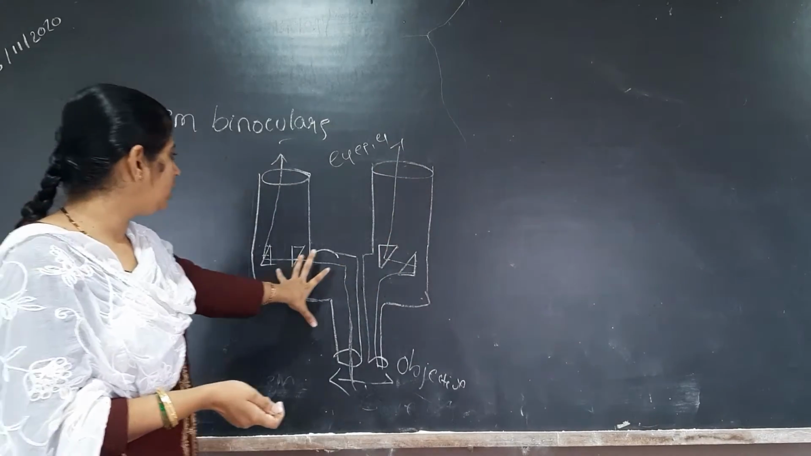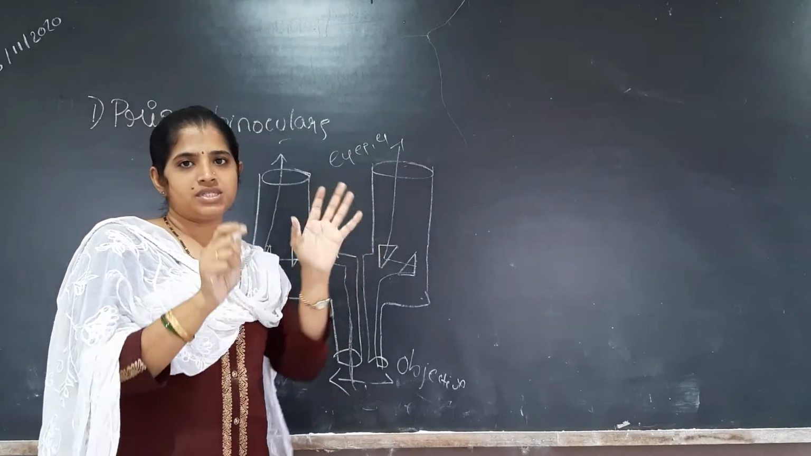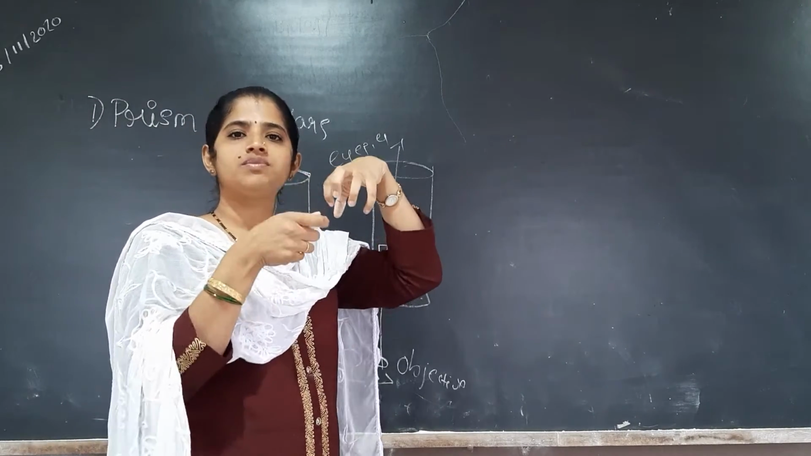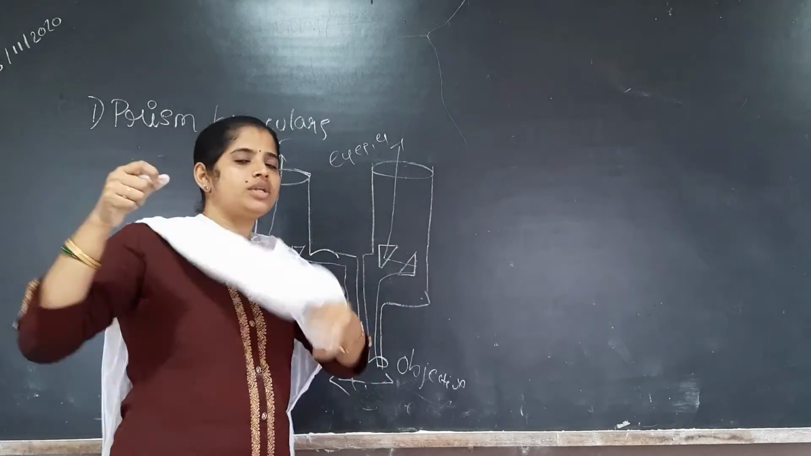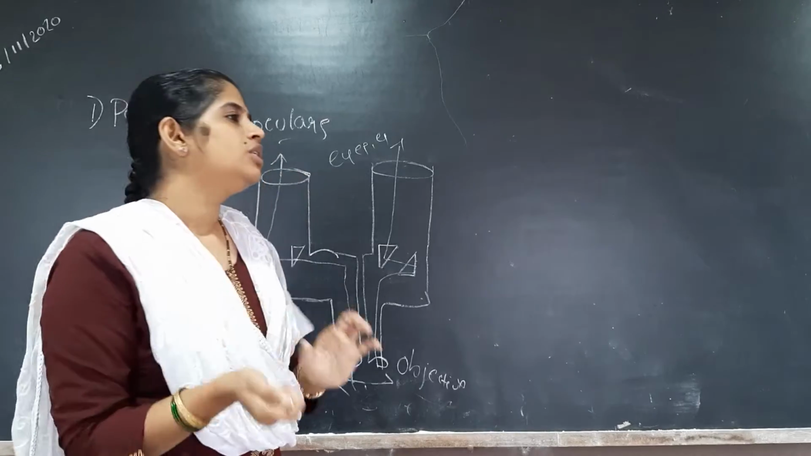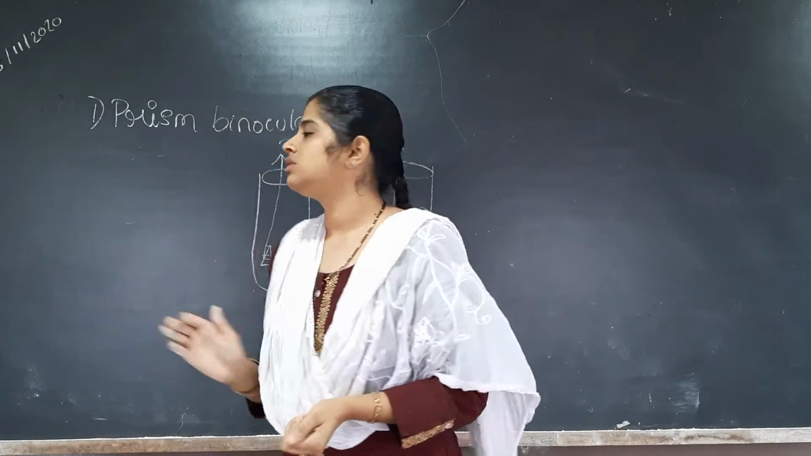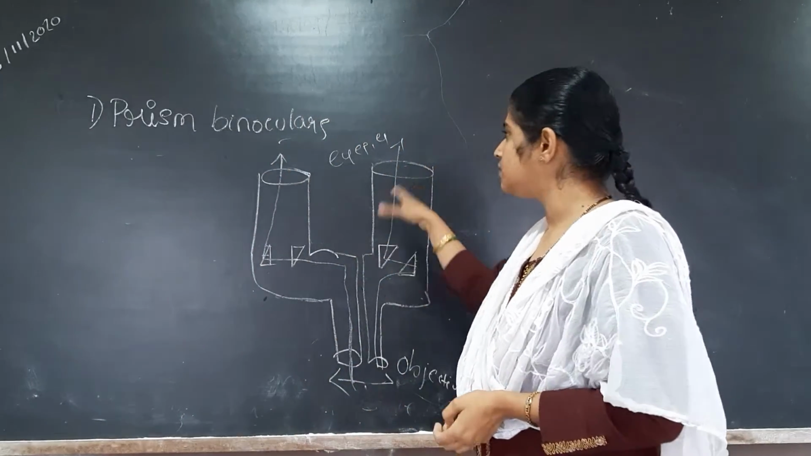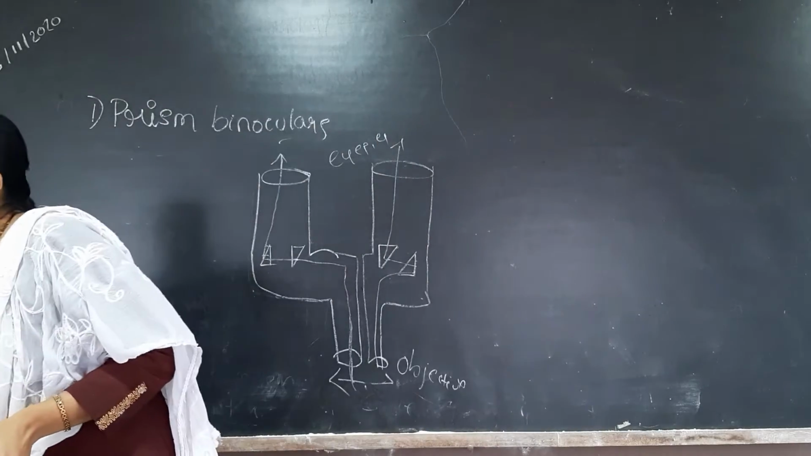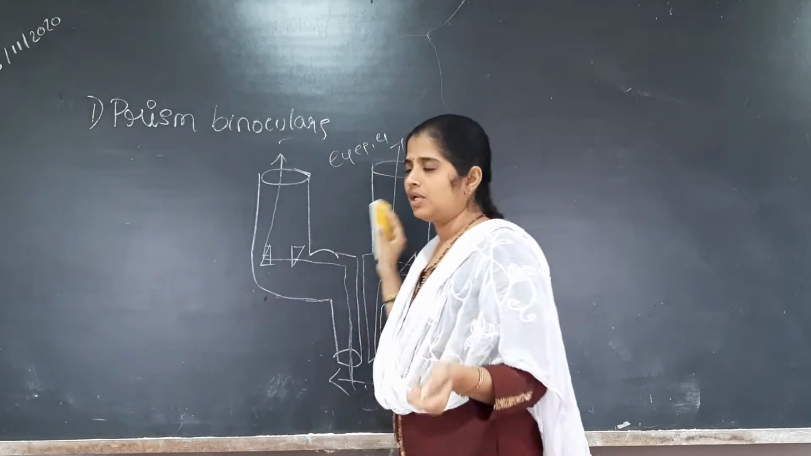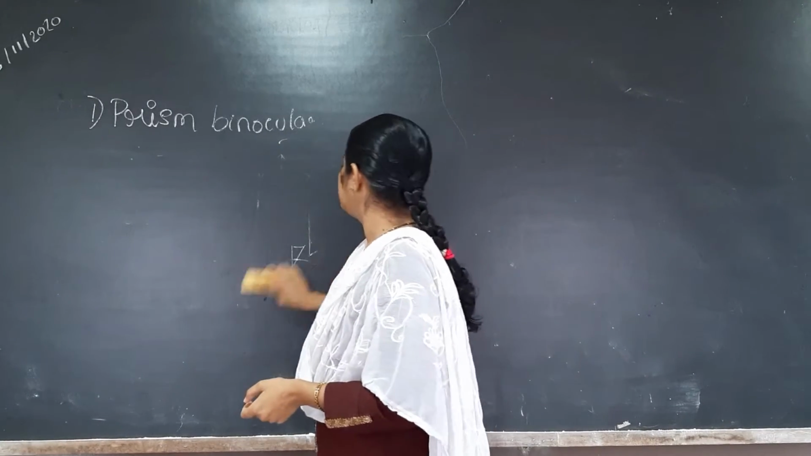So in the binoculars, what happens? Multiple reflection takes place, up and down, side to side, since two prisms are kept. So the orientation of the image is corrected, and you will get a magnified image. Okay, so this is a binoculars. This is the construction. So this is about the applications of total internal reflection: periscope, binoculars, and optic fibers.